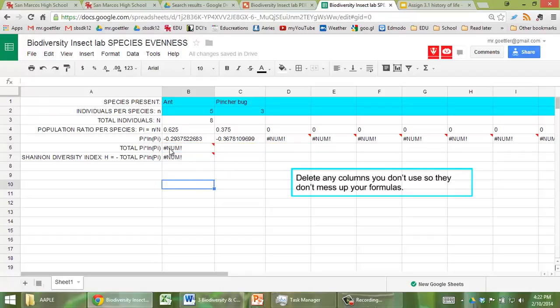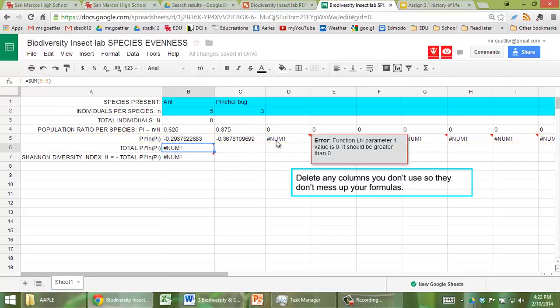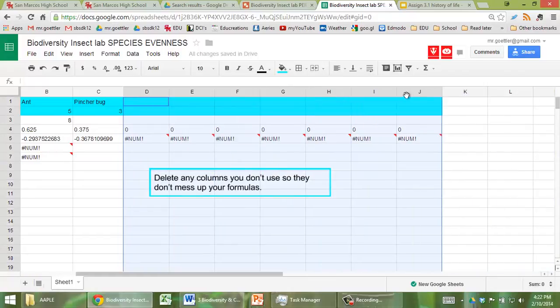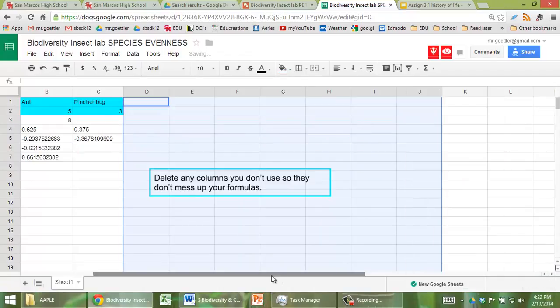And the next equation is the sum of all these P_i times natural log of P_i. And right now it's giving us some funky error. It says #NUM, because it can't do the natural log of 0. So one thing that you'll want to do is, if you only found two species, hopefully we find more, delete these other columns here. Just click on them, right click, delete columns, D through J.